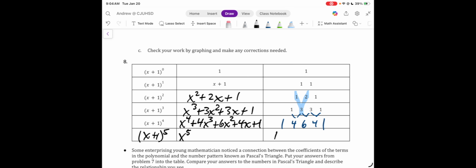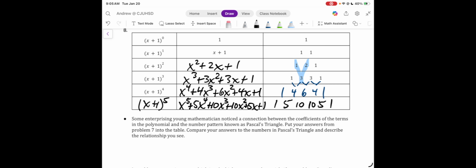So 1, 5, 10, 10, 5, and 1. So 1x to the 5th plus 5x to the 4th plus 10x to the 3rd plus another 10x squared plus 5x plus 1.